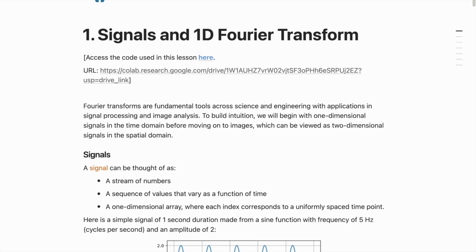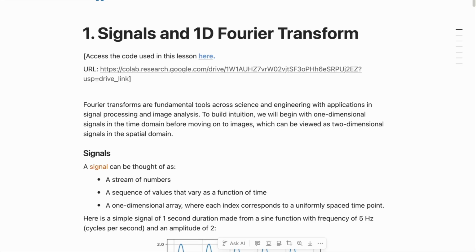In this lesson, we're going to start with a gentle introduction to Fourier transforms. And this is gentle in two ways. First, we're going to start with one-dimensional signals instead of two-dimensional images. And second, we're going to use code to play around with Fourier transforms before getting into the mathematics of Fourier transforms. So what is a signal?